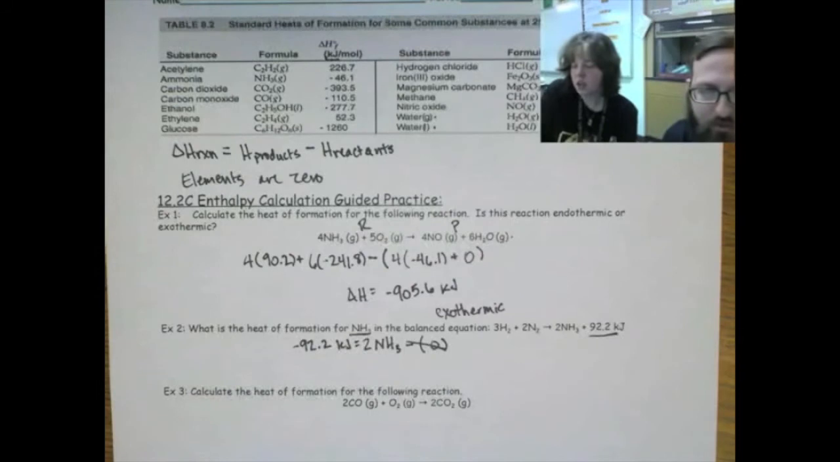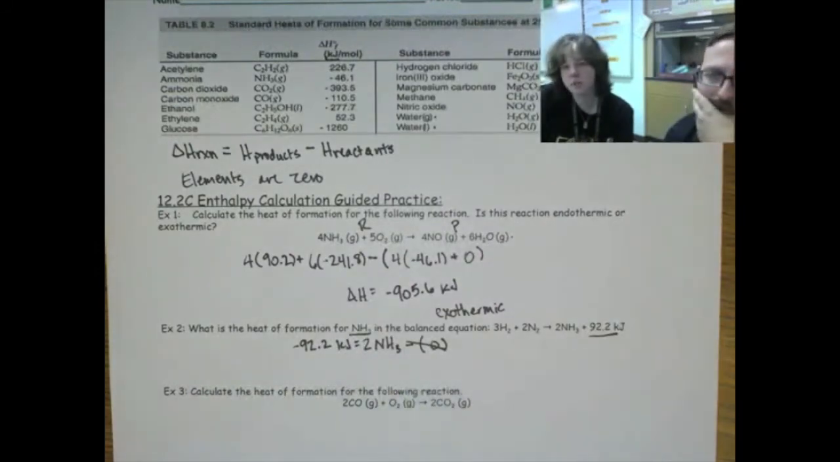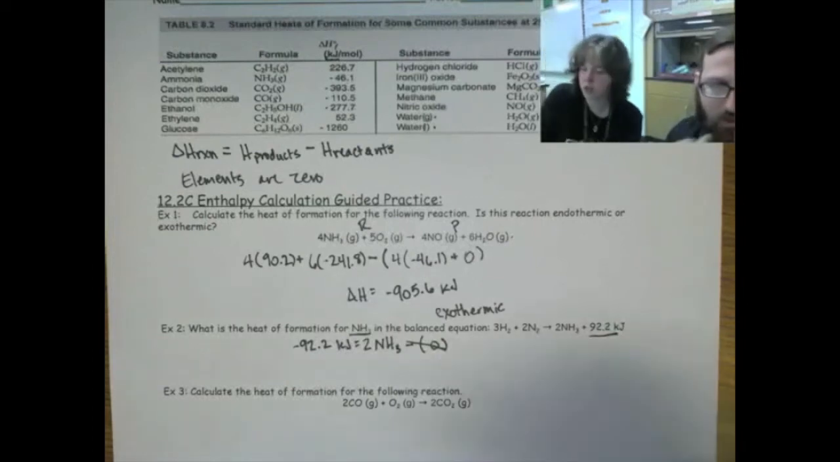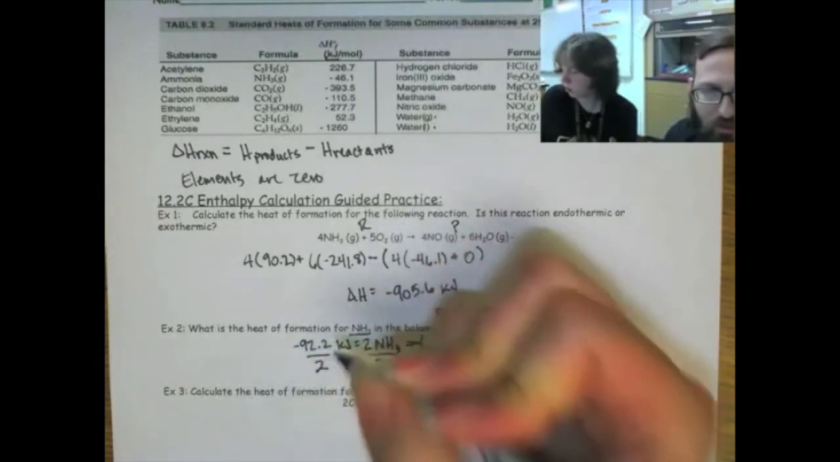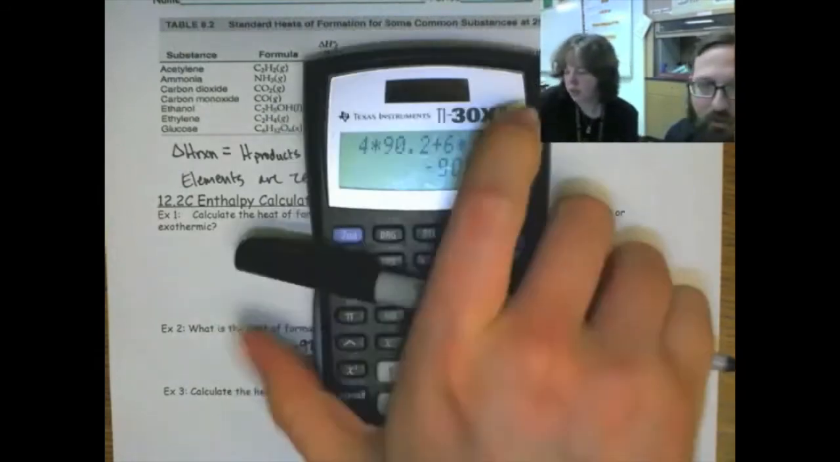So if we're trying to get NH3 by itself, what do we need to do? Well, if I had a 2 in front of my x in algebra, I'd divide both sides by 2. So that's what we're going to do here. Divide by 2.